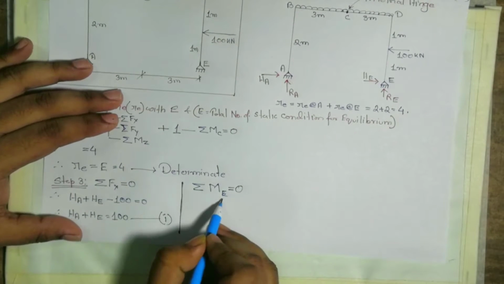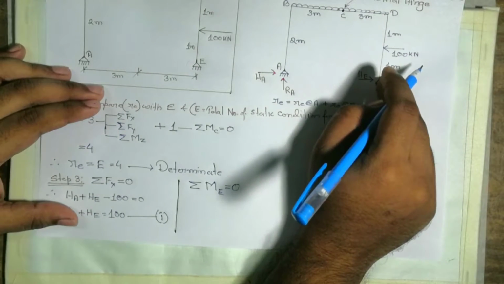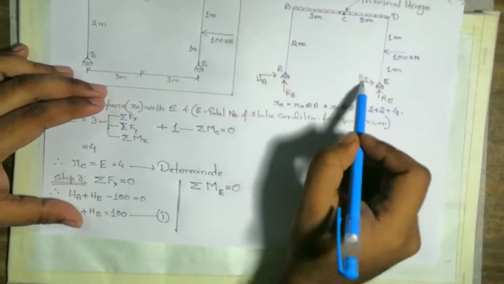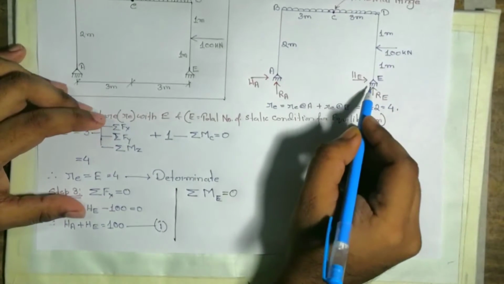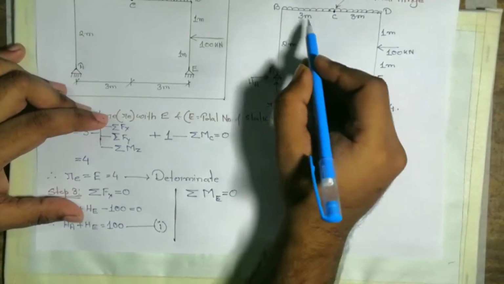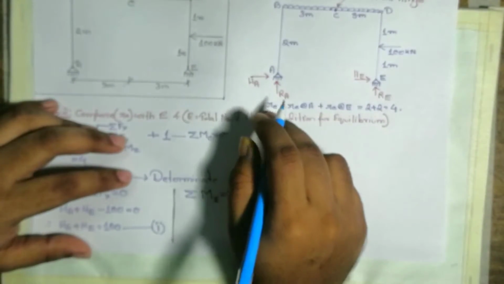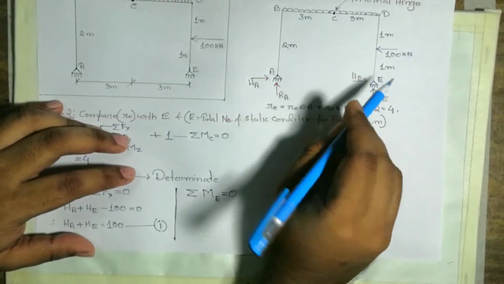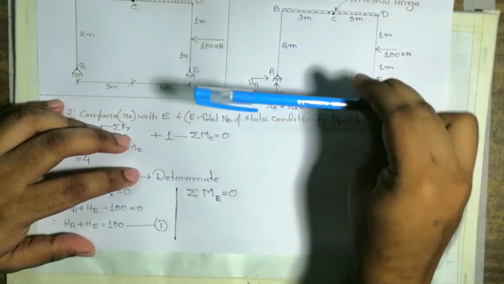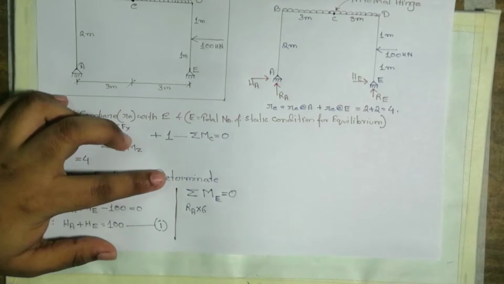Now summation of moment at point E is 0. So we are going to consider all the moments about the point E. First, RA. What is the perpendicular distance between the action of RA and E? It is 3 plus 3, 6, and it is positive because it is in the clockwise direction. As you can see, this is the clockwise directional moment. RA into 6.